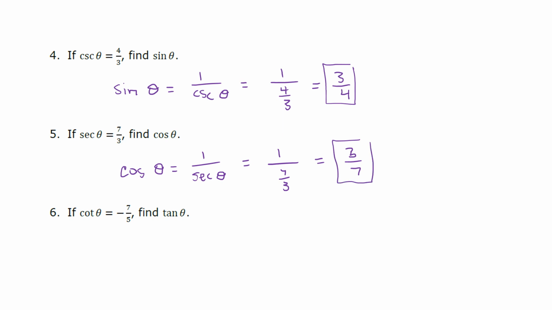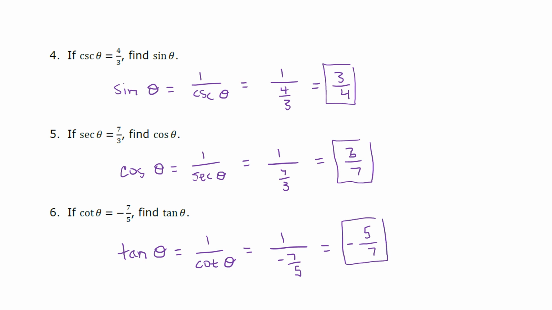Number 6, if cotangent theta equals -7/5, find tan of theta. Well, tan of theta equals 1 over cotangent theta. If cotangent theta equals -7/5, then tan theta is -5/7. Alrighty.